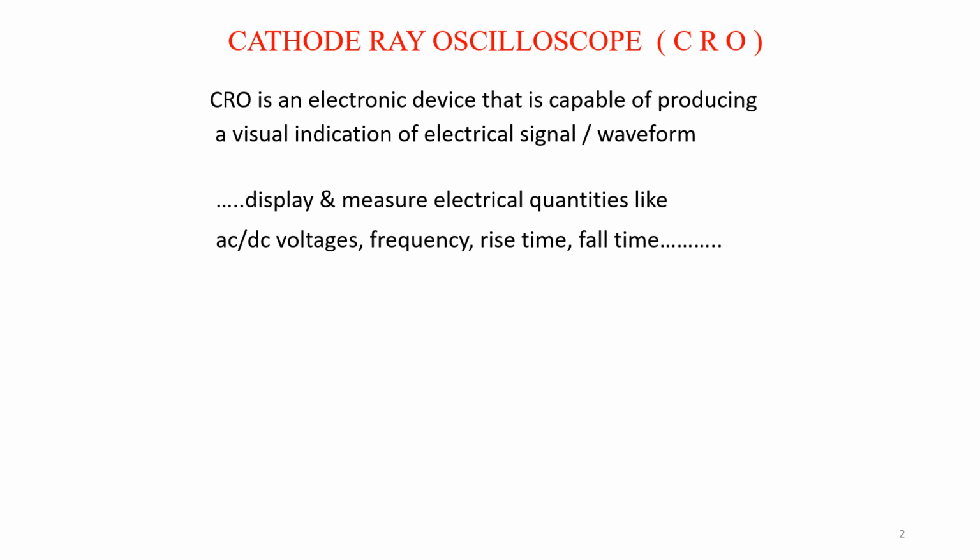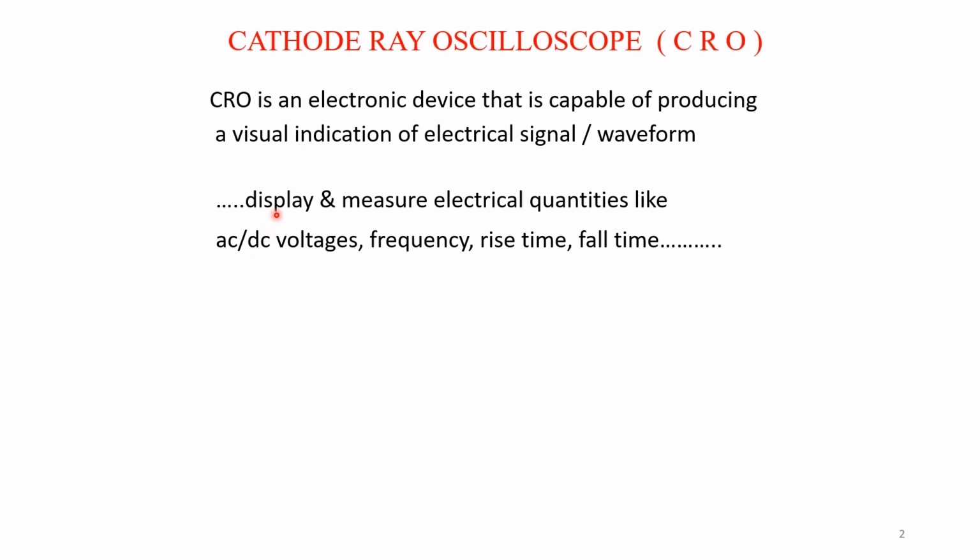It is also known as CRO. It is an electronic device that is capable of producing a visual indication of electrical signal or the waveform. From this particular point, it is different from what you have studied in the earlier part, namely the amplitude modulation or the frequency modulation, in which usually we consider only the audio part, and this is with reference to the visual part.